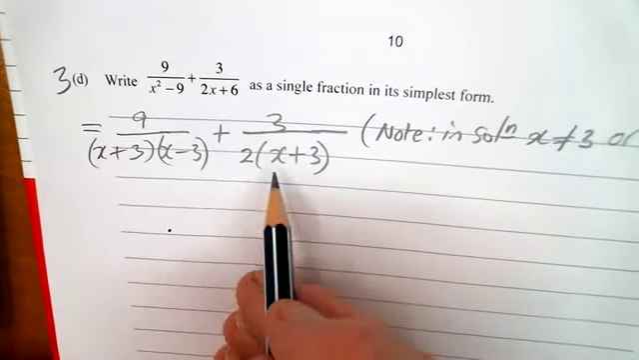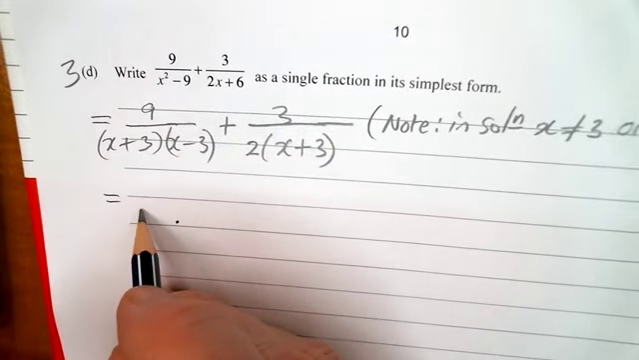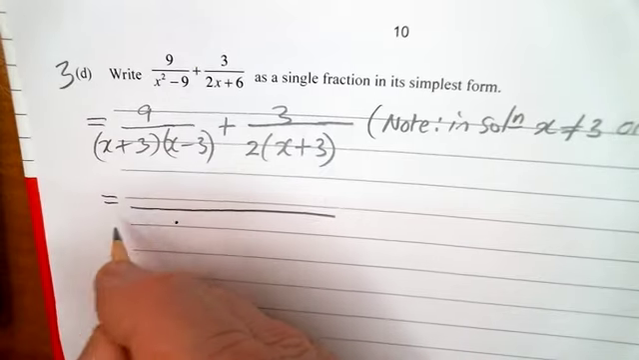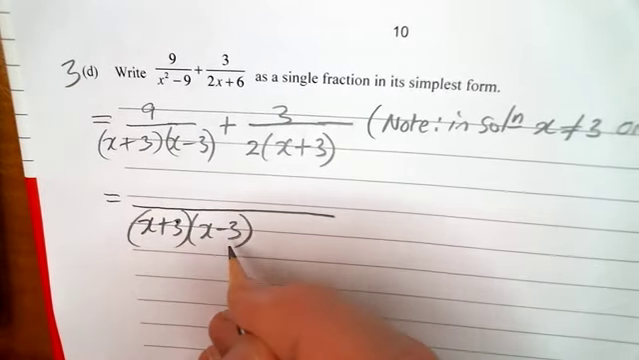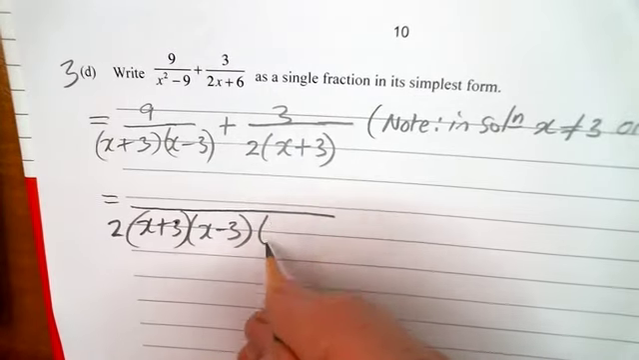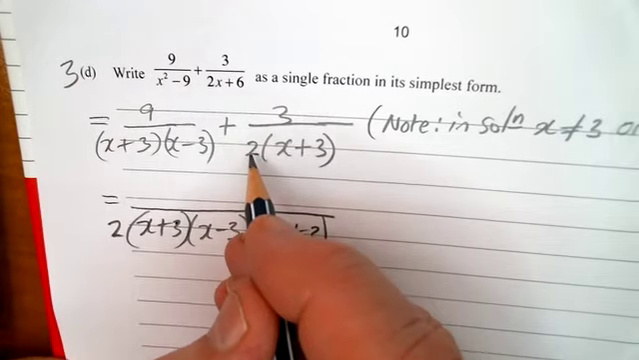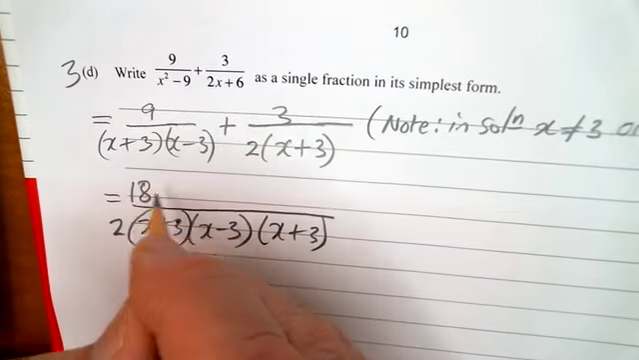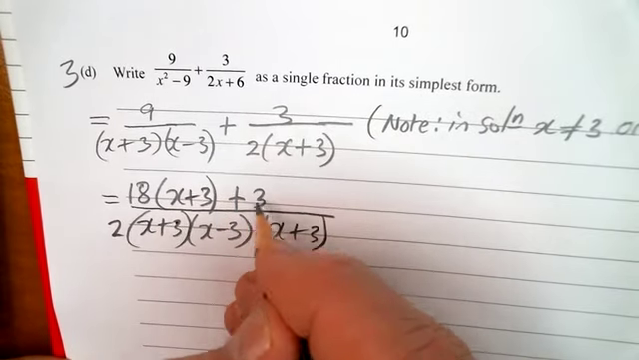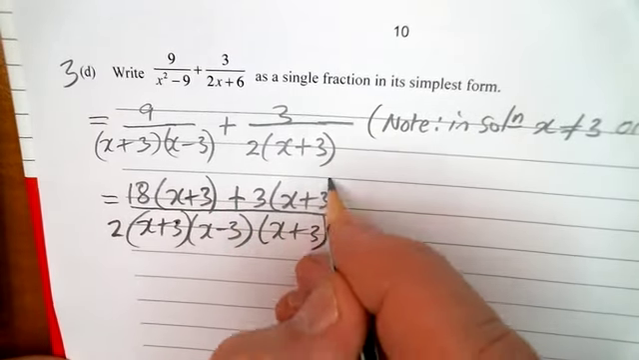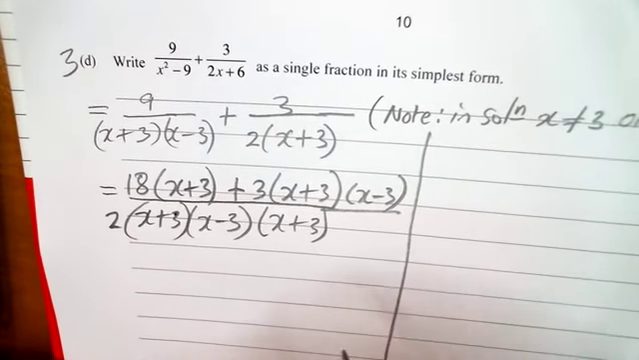simplify this. So first of all, I just want to cross multiply all this. I'm going to keep the bottom as it is, basically, and put a long vinculum. I've got x plus 3, x minus 3 times, I'll put the 2 in front, by the way. I've got another x plus 3 there. And we're going to have 2 lots of this, which is going to be 18 times x plus 3, plus 3 lots of x plus 3, x minus 3. There it is. Put a line down the middle because we might need a bit more room.